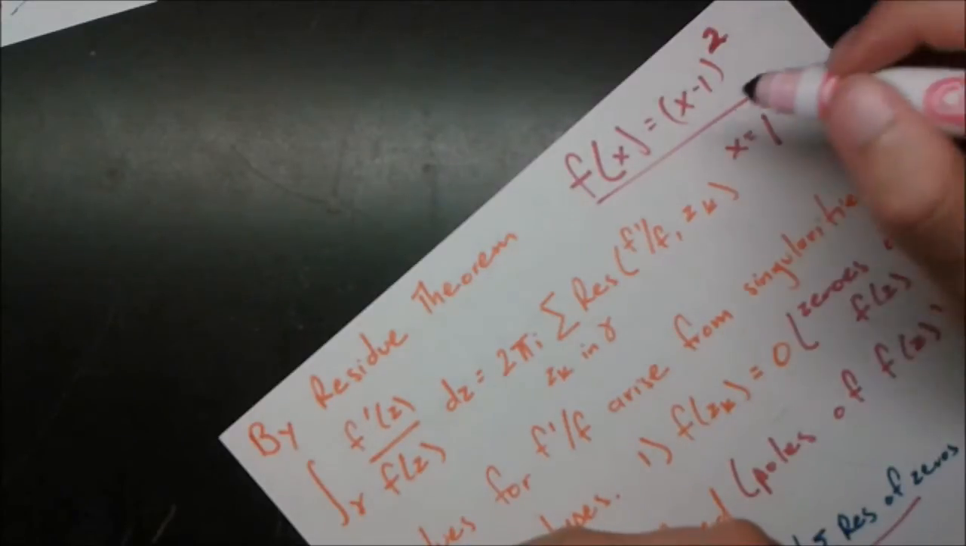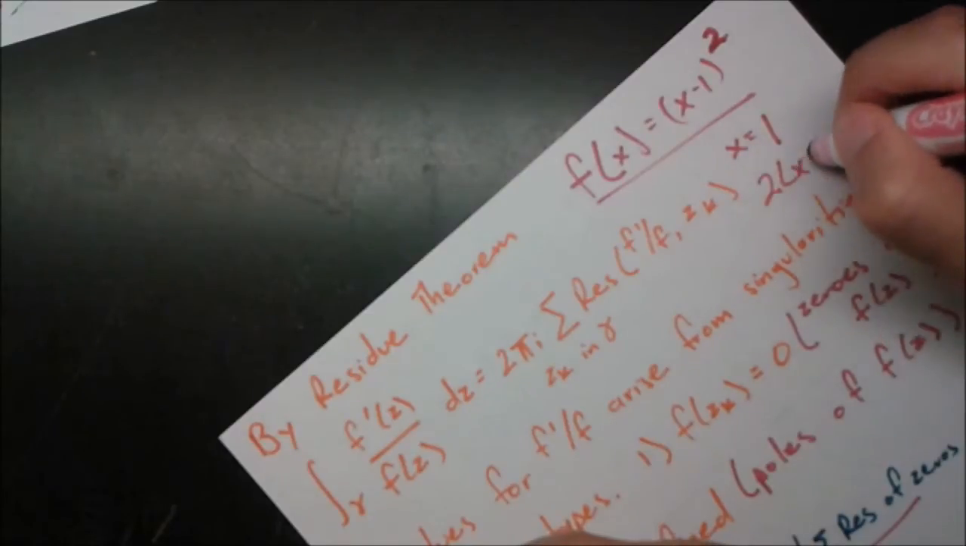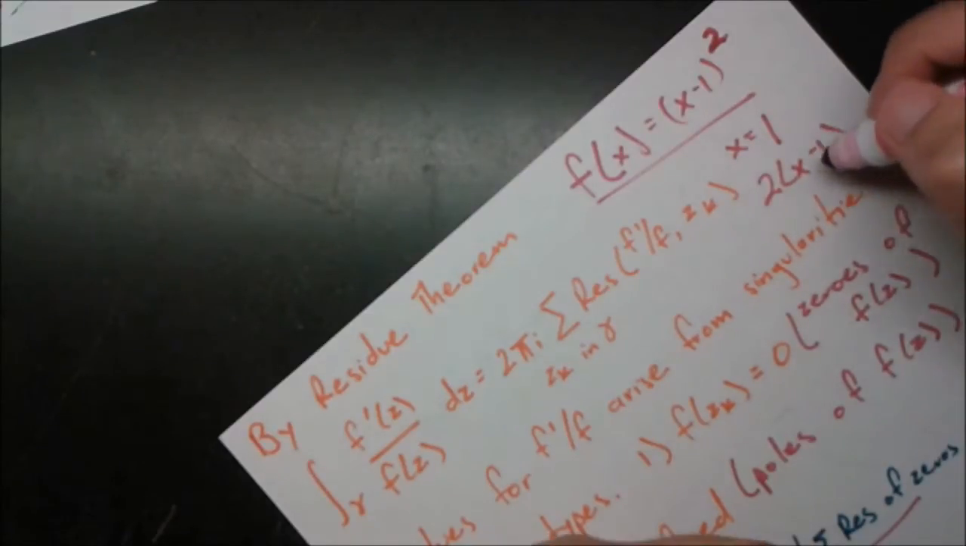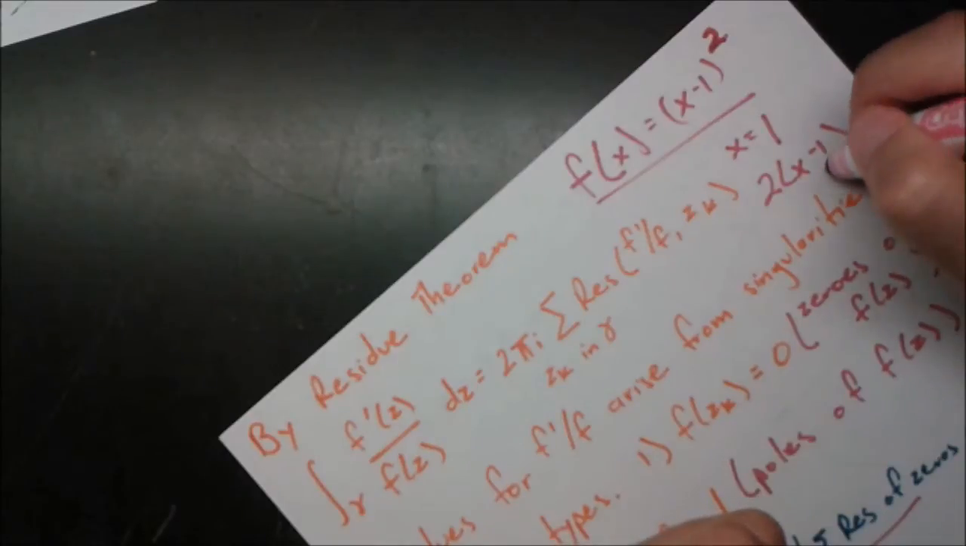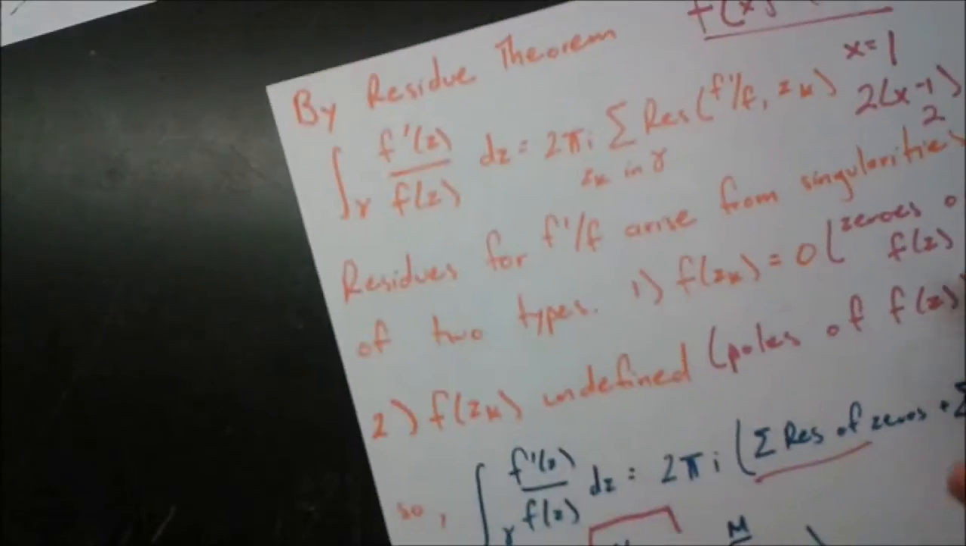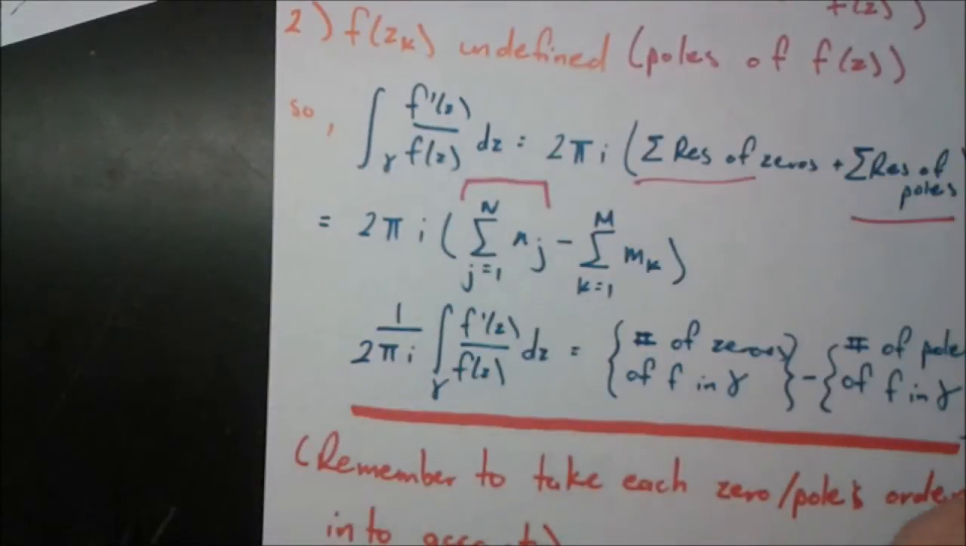But the same rule applies because if we take the derivative of this, we're going to get 2x minus 1, and that causes that to be 0 as well. But if we take the derivative of this, we're just going to get 2, but it doesn't cause that to be 0. So again, order is just another way of saying multiplicity.